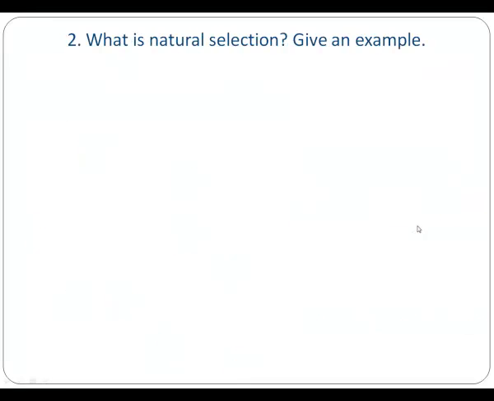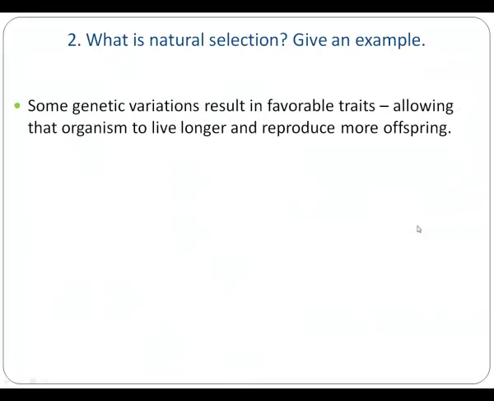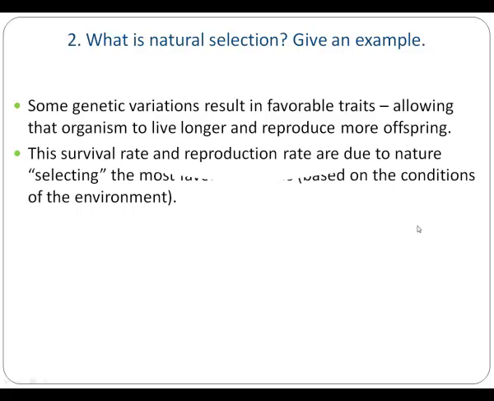What is natural selection? Give an example. So some genetic variations can result in favorable traits. If you have a favorable trait, that means you're going to live longer. And if you live longer, you're going to reproduce more offspring. The survival rate and reproduction rate are due to nature selecting for the most favorable genes based on the conditions of the environment. So an example of this could be the peppered moth. The color of the moth depends on how well it blends in. So the ones that blend in well are going to live longer and reproduce more, as opposed to the ones that stick out, which will get eaten by predators.